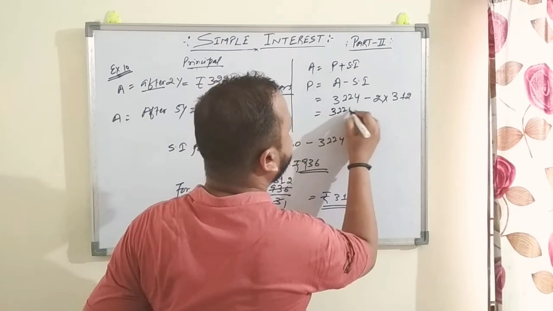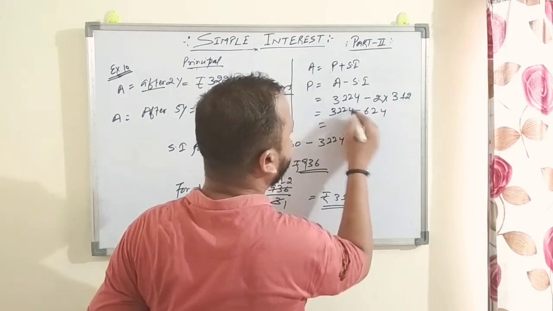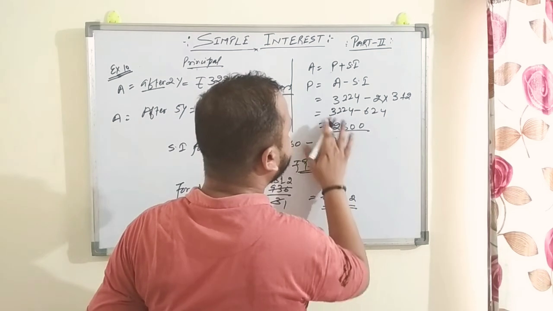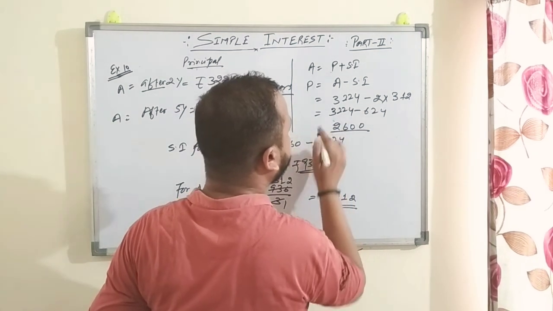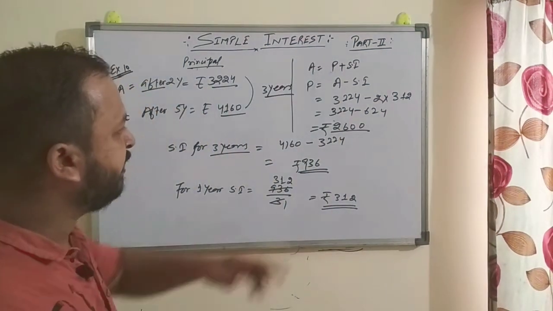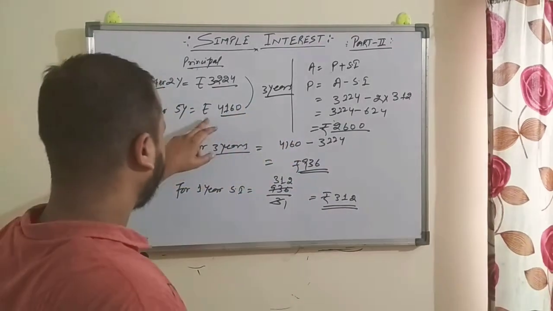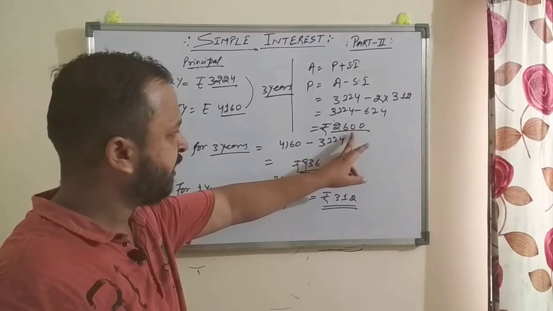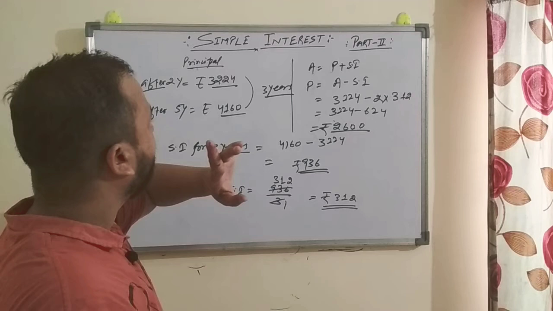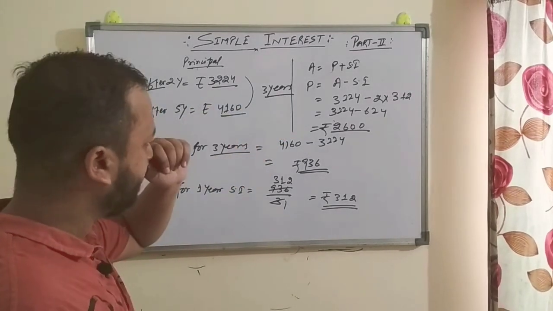So 3224 minus 624, you are getting 2600. So this 2600 rupees is your principal. So this much amount you have invested or lent. After 2 years you are getting this. After 5 years you are getting this. So principal is known, simple interest is known, right? Time is also known, time for 2 years. You can easily find it out.